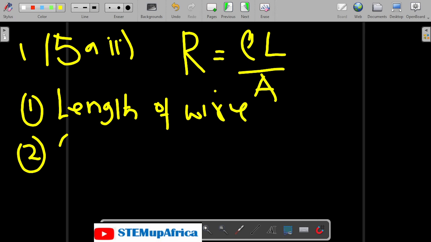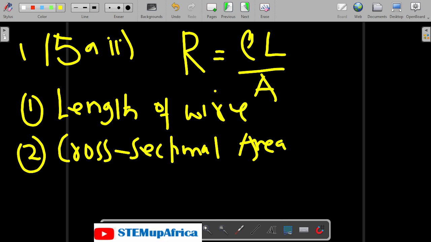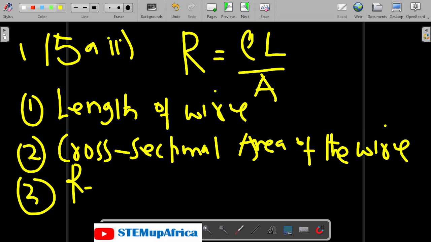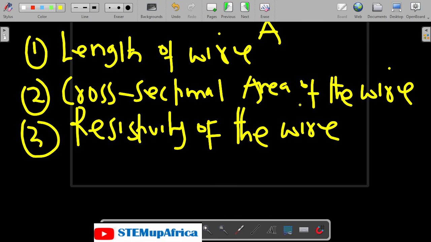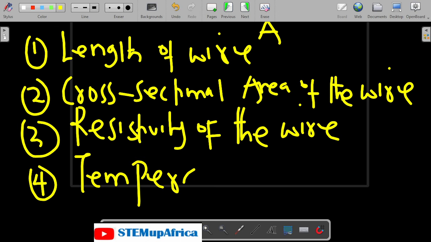2, cross-sectional area of the wire. 3, we have the resistivity of the wire. So you can state then number 4, you can pick any two. Number 4, temperature is also a factor. So these are the factors that affect the resistance of a wire.